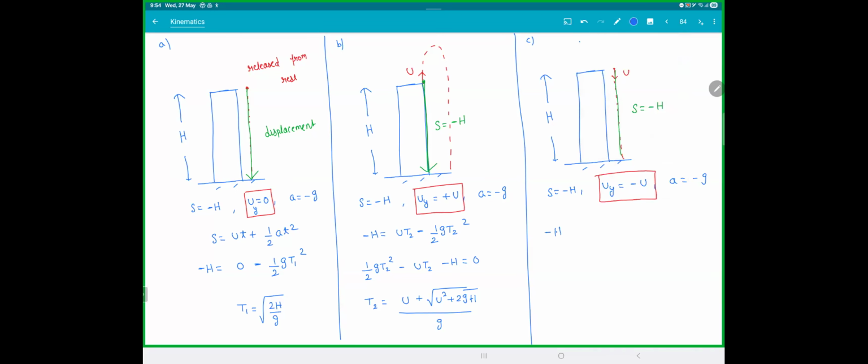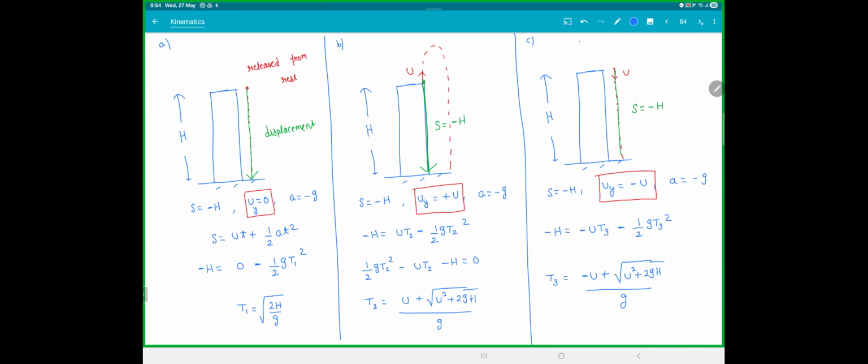So here it would be the same thing: minus h, minus u t3, minus half g t3 square. Solve this, you get minus u plus root over u square plus 2gh, by g. Check. Are you clear with this? So instead of remembering the formula, remember how to use the result. You know the displacement, you know the velocity, you know acceleration. Dump it there and you're done.